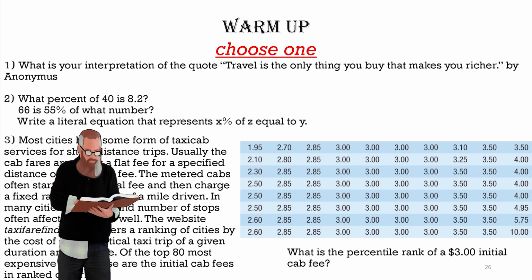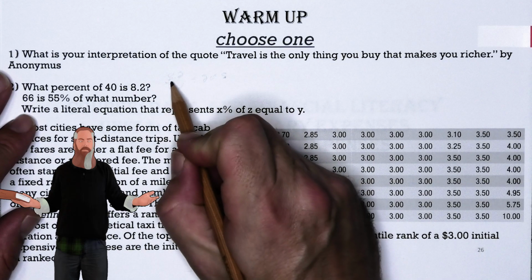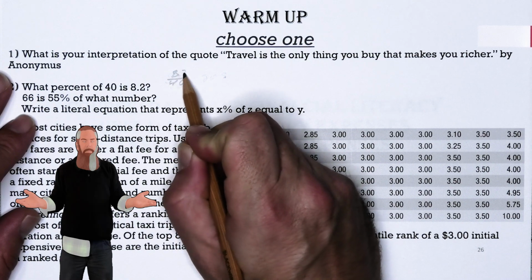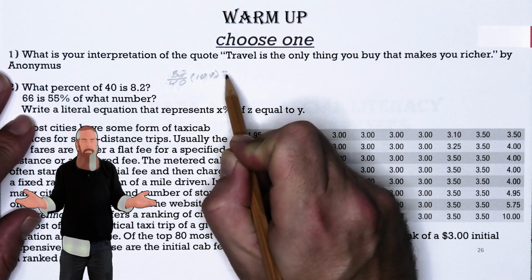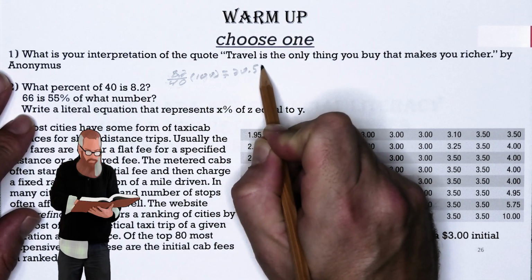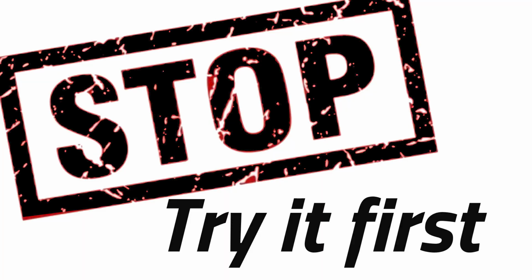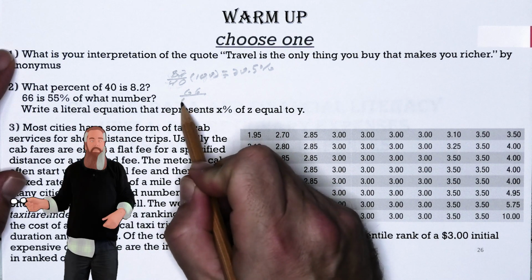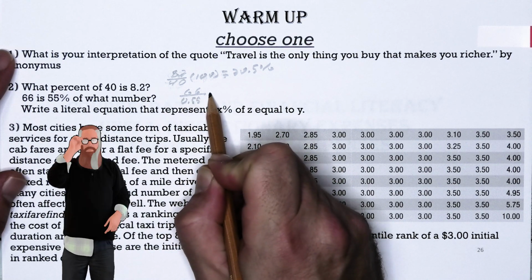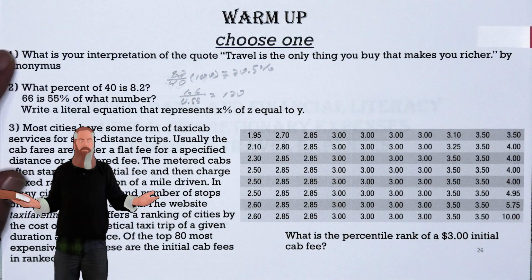Before we begin, let's make sure we're ready for this lesson by taking a look at warm-up number 2. What percent of 40 is 8.2? Well, 40 is the total number, and 8.2 is what we have. Since we're going to be turning this into a percent, we're going to multiply by 100, meaning that 20.5 is the percent. Now, 66 is 55% of what number? We can do this by dividing 66 by 55% as a decimal, which would be 0.55. And when we do that, we're going to get 120. So 66 is 55% of 120.